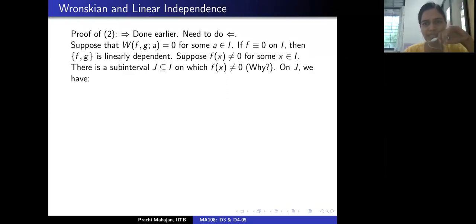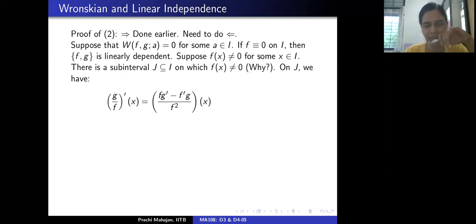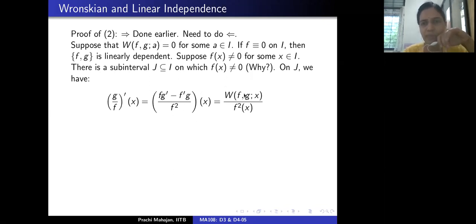Okay. So which means that on J, I can consider the function g by f, right? Because f does not assume the value 0 on J. And let's take the derivative. So the derivative of g by f is by definition f times the derivative of g minus the derivative of f times g, by f square. Now you notice that the numerator here is precisely the Wronskian of the functions f and g evaluated at the point x, and the denominator is f square x.